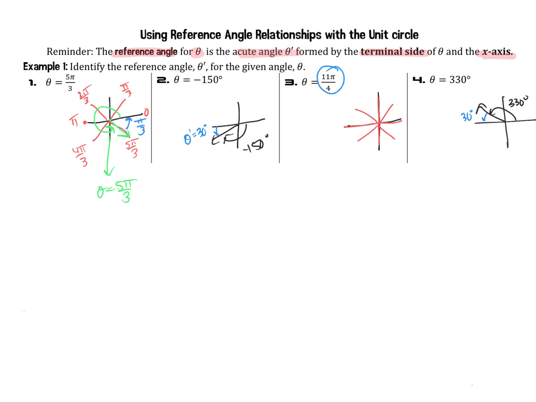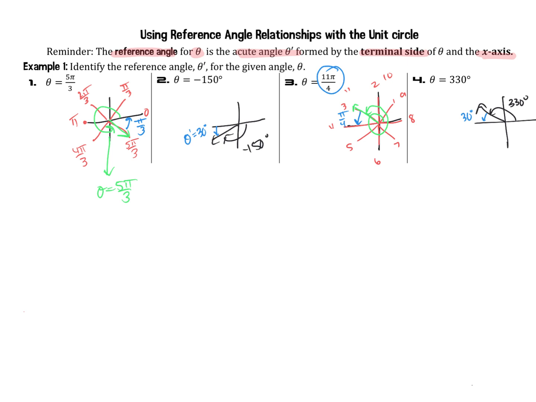For number 3, I started by cutting this into fourths, so I can see this is 1 pi over 4, 2, 3, 4, 5, 6, 7, 8, 9, 10, 11. So in order to get the angle that I'm talking about, I'm going to end here, but I'm going to go all the way around to get there. So my reference angle to get back to this axis is going to be pi over 4. That's how many more pi over 4s I need to get back to the x-axis.